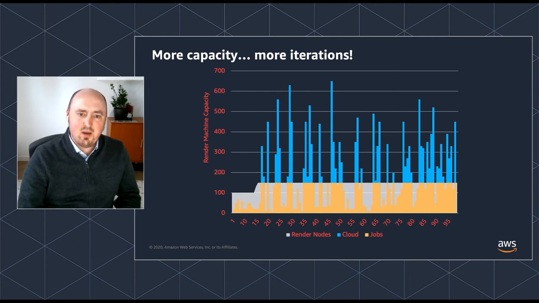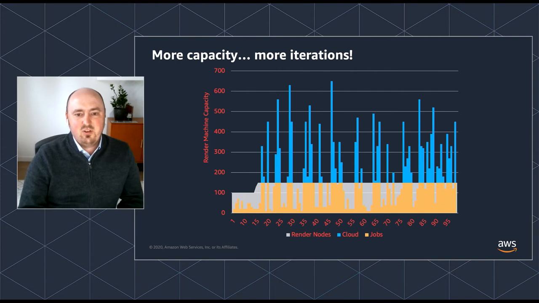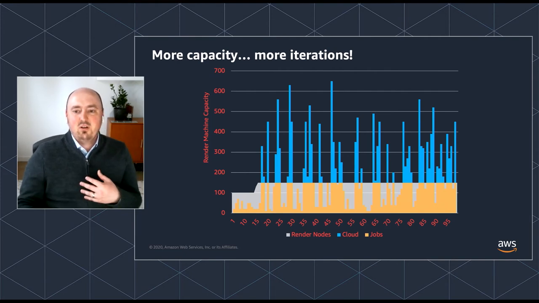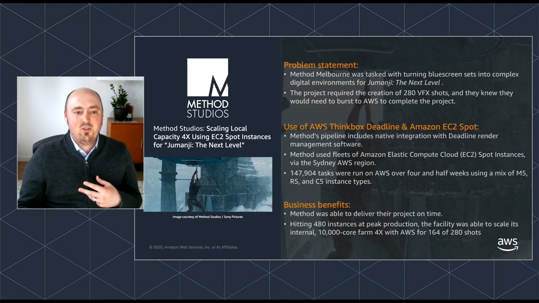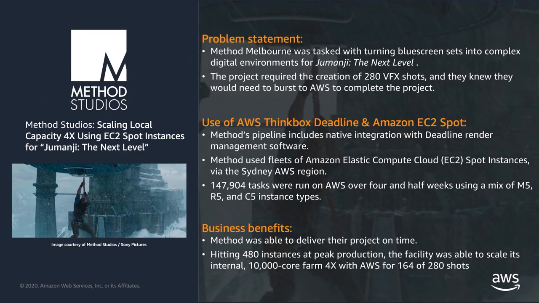And to talk a little bit about some of the customers being able to leverage EC2 resources effectively, our friends at Method Studios have done exactly that for their recent work on Jumanji: The Next Level, that was released last year. They were able to use EC2 Spot. And for those who aren't familiar, Spot is our spare capacity that isn't being used currently. We offer that at a steep discount, up to 90% off.